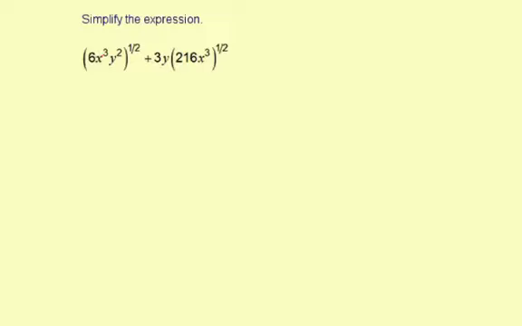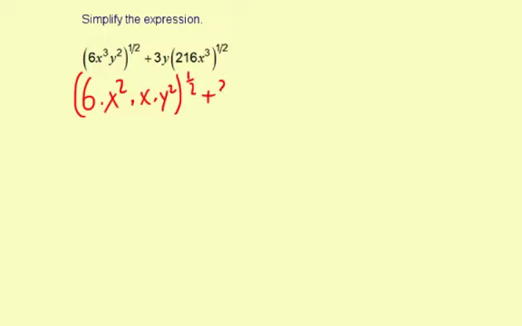And it looks like what we want to do is see if we have any perfect squares we can take out of the radical for the 1/2 power, because remember, 1/2 power is the same as the square root. So I'm going to rewrite it as (6 times x squared times x times y squared) to the 1/2. And that's the first part.